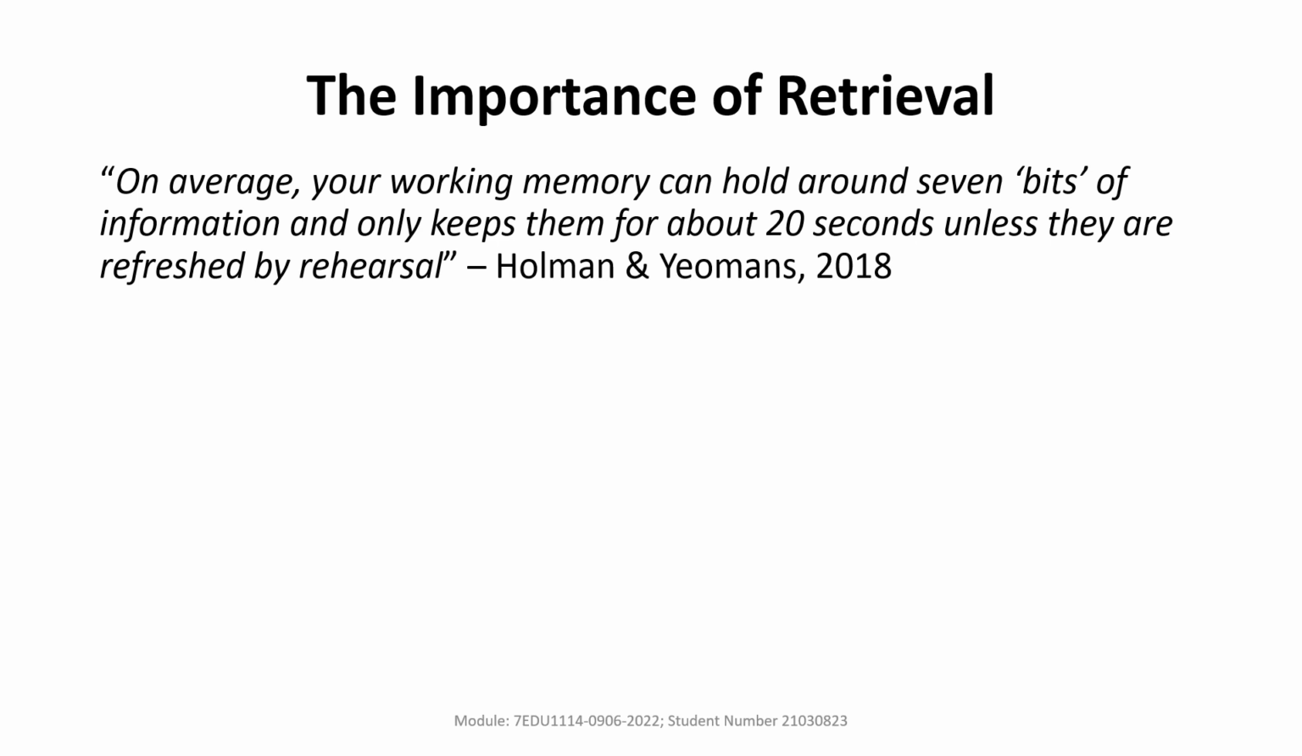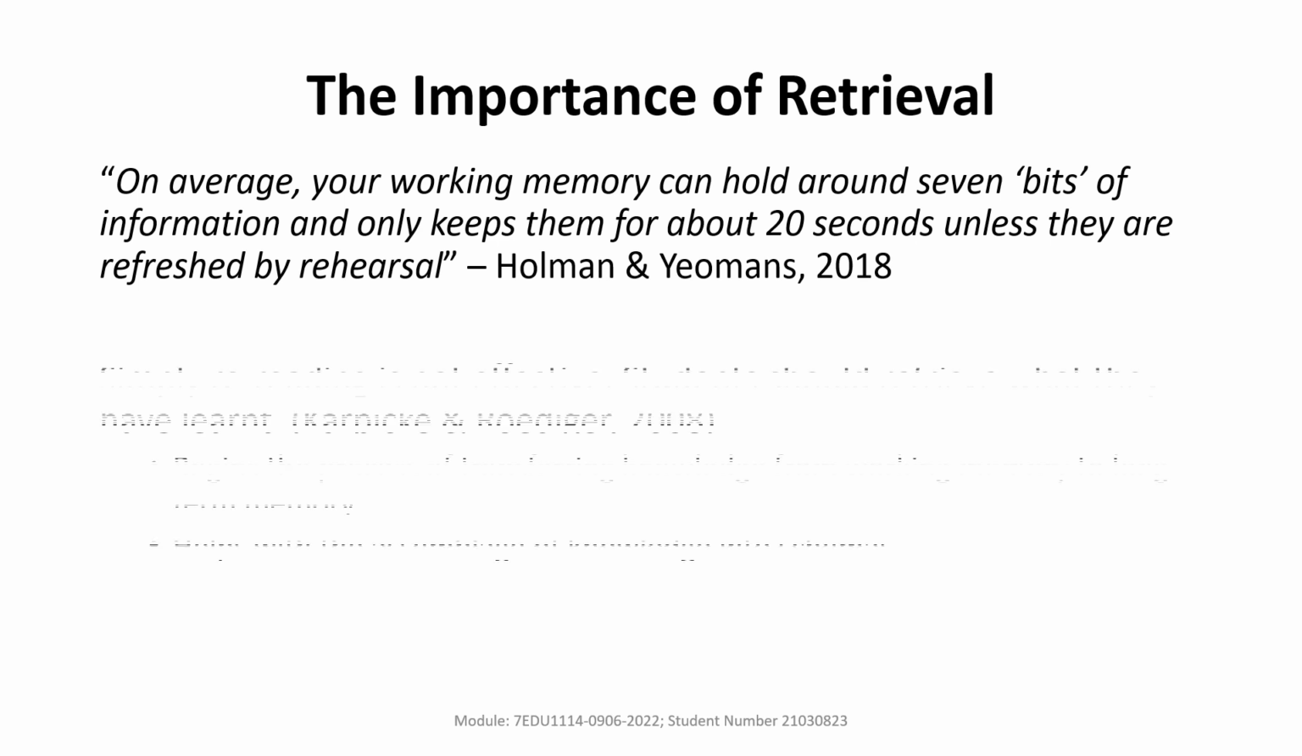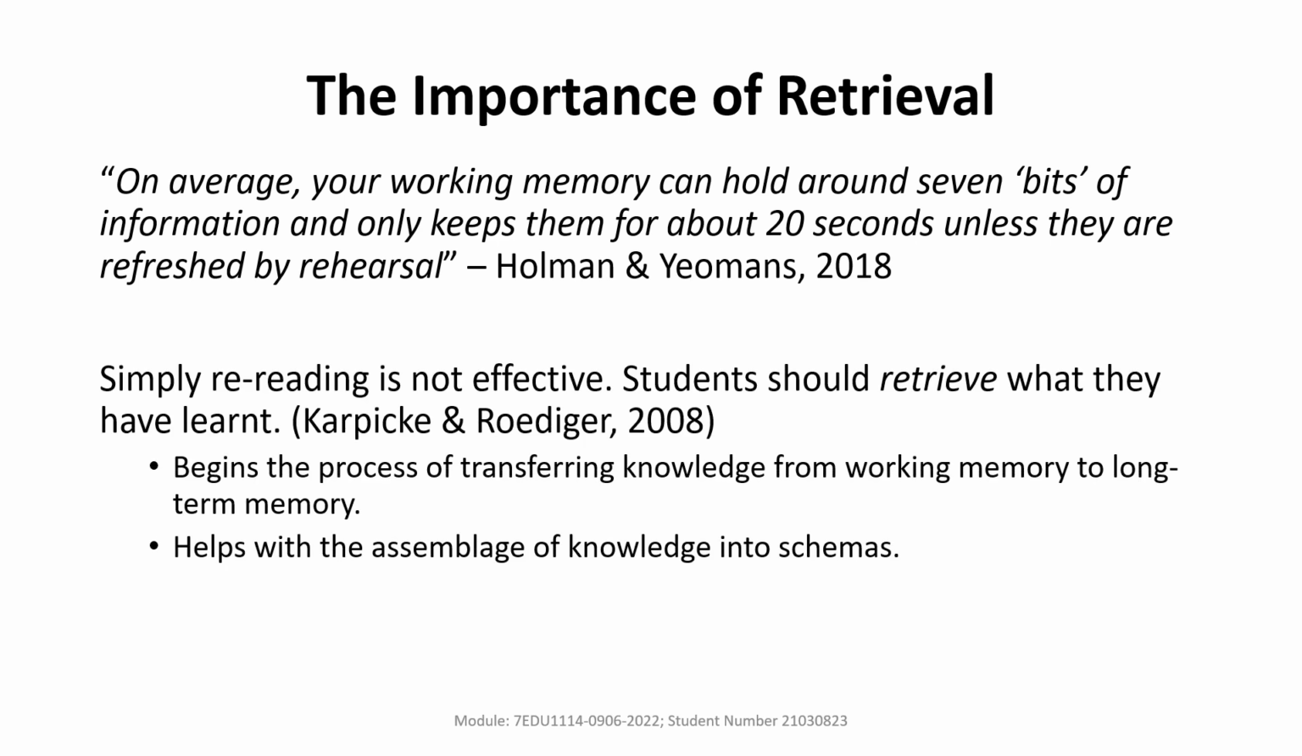According to Holmans and Yeomans, on average, your working memory can hold around 7 bits of information and only keeps them for about 20 seconds unless they are refreshed by rehearsal. Exact figures on this claim may vary, but the message is consistent. Students need to make use of the information they have received in order for it to stay. Simply rereading text is not effective.